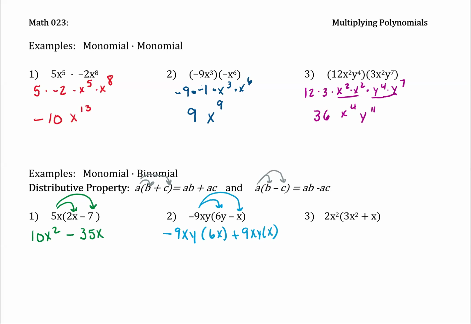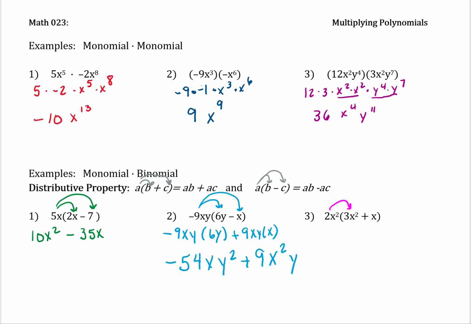Negative 9 times 6, negative 54, x times x. I don't have x times x. That is a y. I'm really messing this one up. Here we go. Xy squared plus 9x squared y.